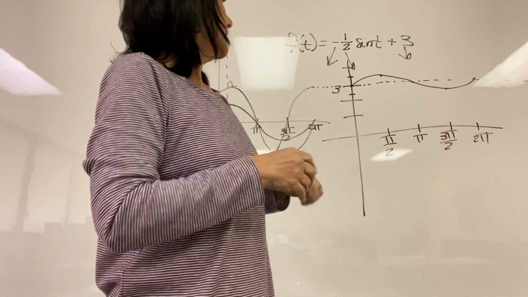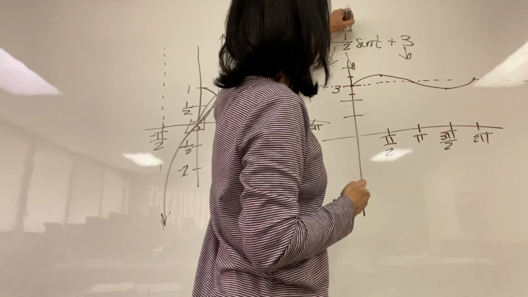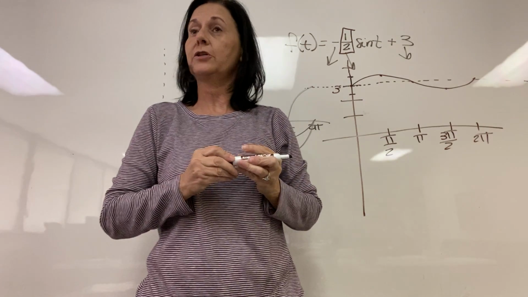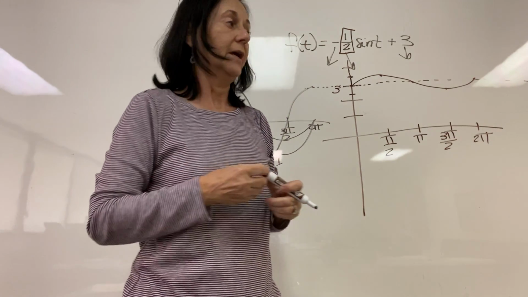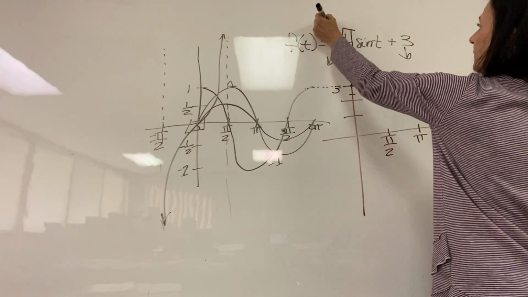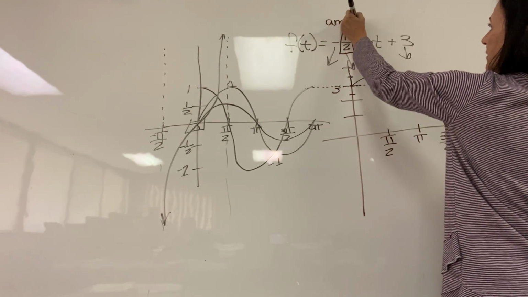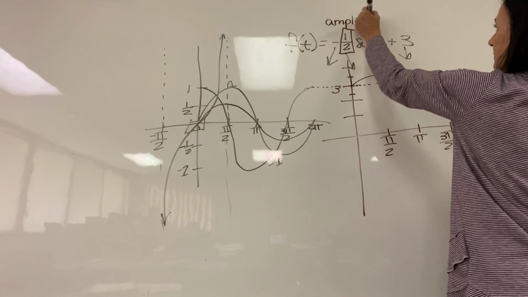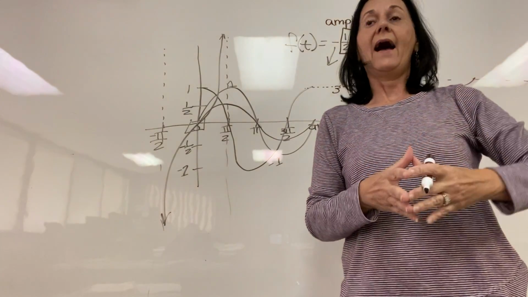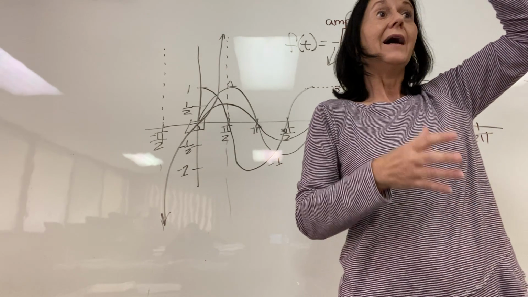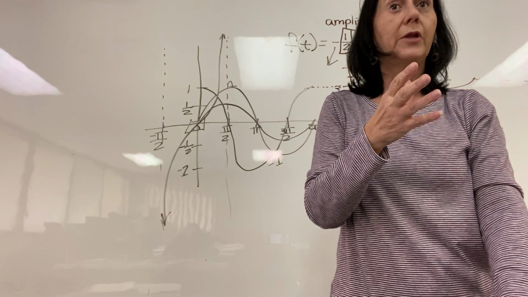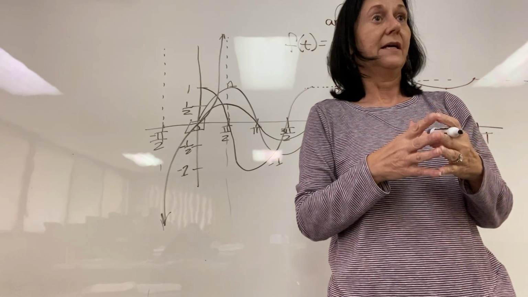Today, we're now going to define this piece, your vertical stretch or compression, as the amplitude. If you see it on the ACT, that's what they're going to call it. This is the amplitude of the function. The amplitude tells you how high above that x-axis it goes and how low below the x-axis it goes.